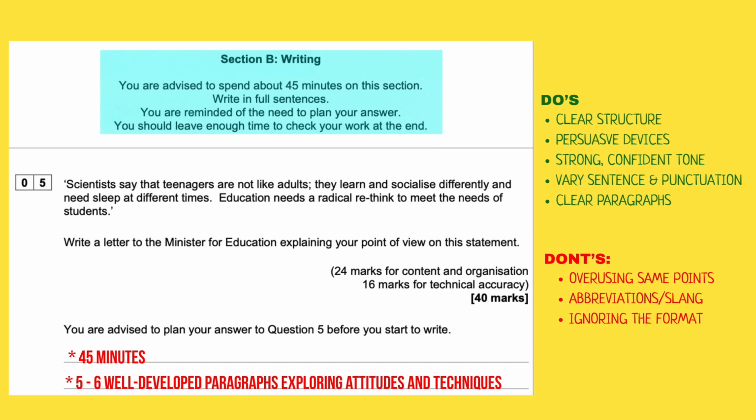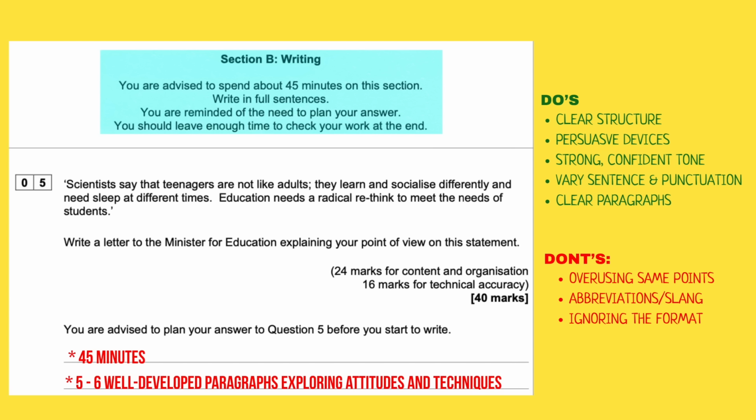So let's look at the do's first. First thing to do is make sure you have a clear structure. So this is introduction, 2 to 3 main points, and your strong conclusion. Also make sure that you do use persuasive devices, so that's rhetorical questions, facts, repetition, emotive language, etc. Also make sure you have a strong, confident tone throughout your writing. And use structural techniques effectively, for example, varying sentence types and punctuation. And lastly, just make sure that you have really clear paragraphs.